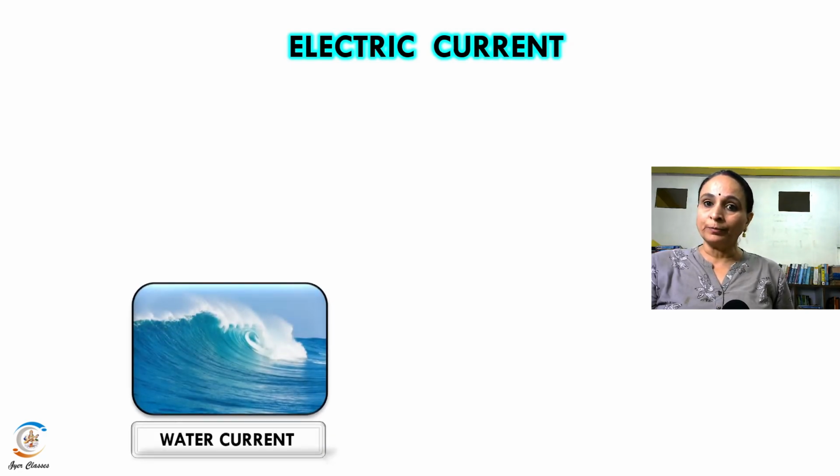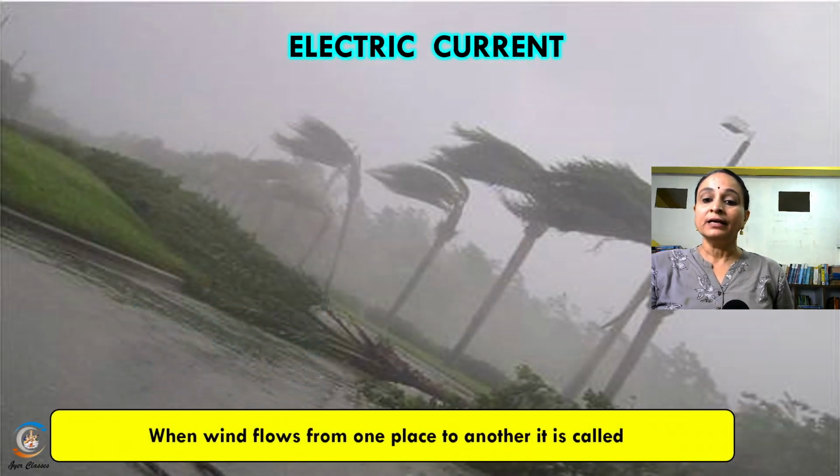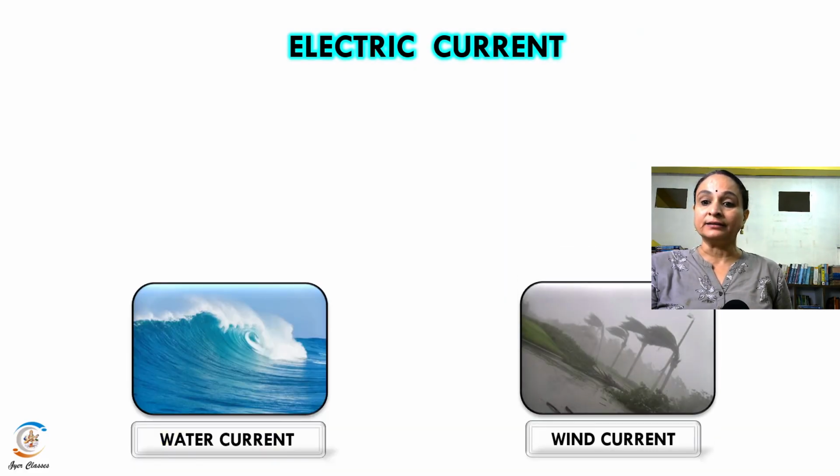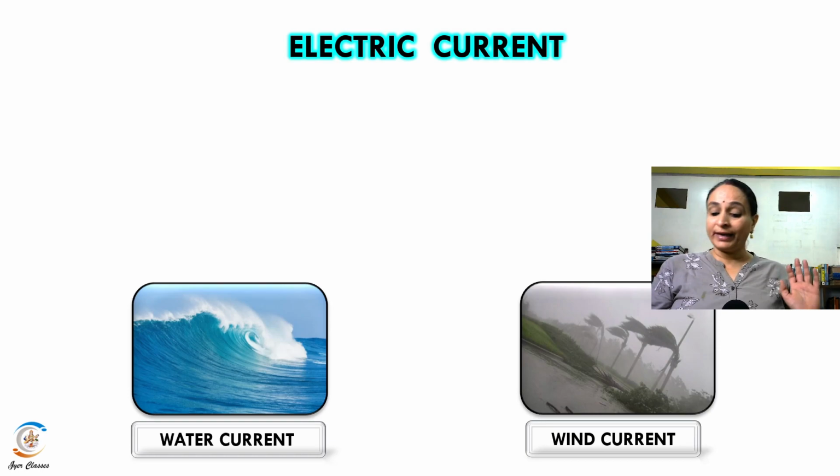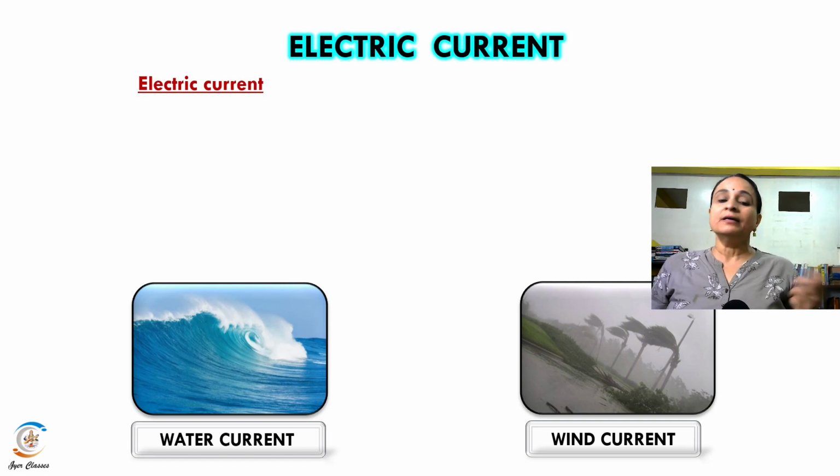And it can also be the flow of the wind. If wind is flowing from one place to another, it will be called the wind current. So similarly, we can also say that if the electron or any charge flows from one place to another, then it will be called the electric current.